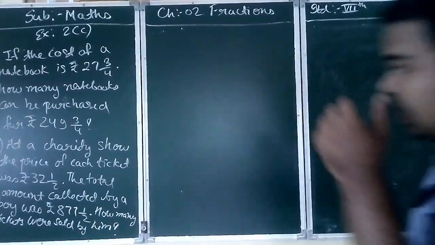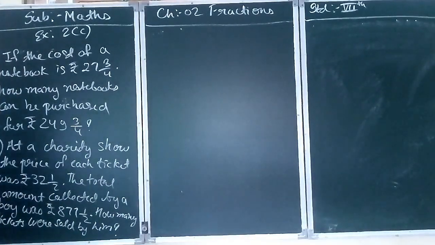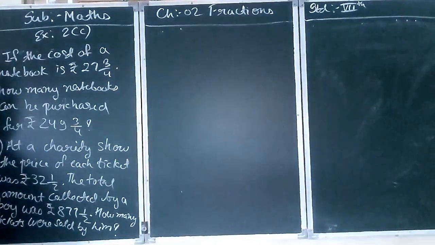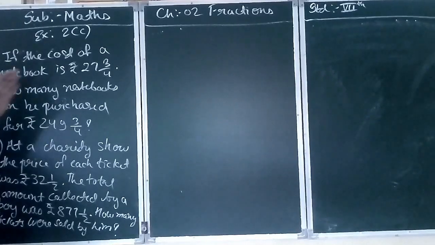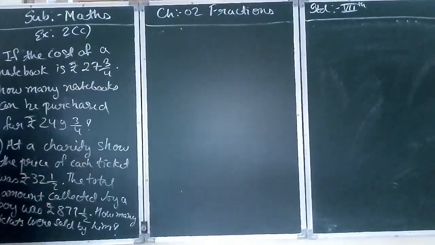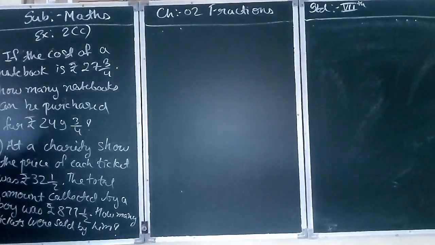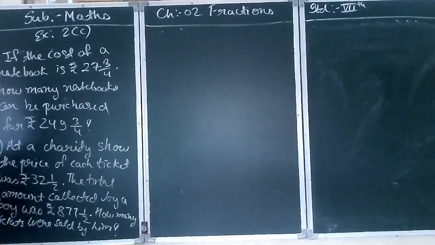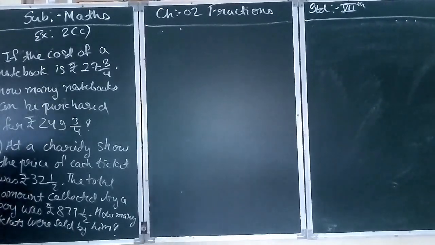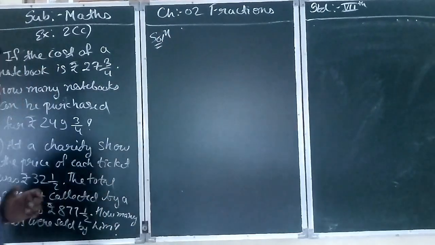Okay, so question number 10 now. If the cost of a notebook is rupees 27 3 by 4, one notebook cost is 27 3 by 4, how many notebooks can be purchased for rupees 249 3 by 4?